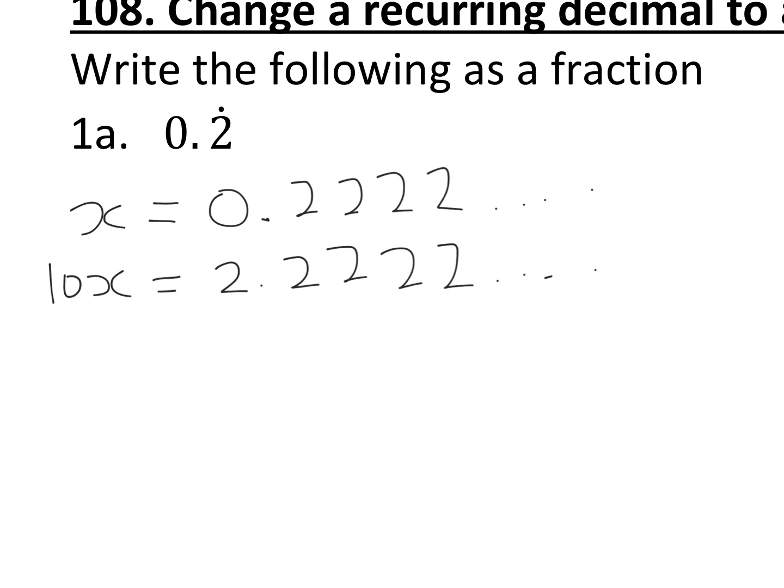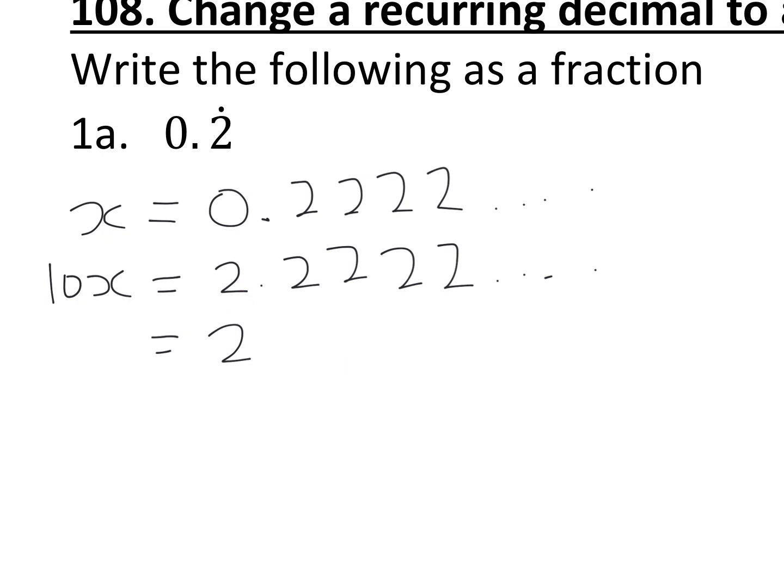Now, this is an equation, so effectively we can multiply, but we can also take away from both sides. I'm going to take away the top number here from the bottom number, and we would get 2 take away 0, which is 2, but then 2 take away 2 is 0, and 2 take away 2 is 0, and so on and so forth. They would all go to 0, so you're just left with 2.